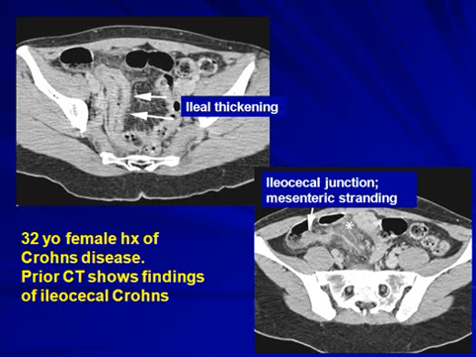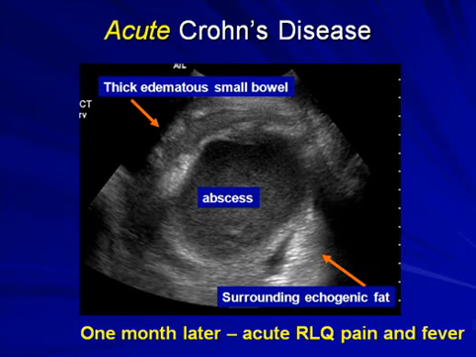Her prior CT showed findings of ileocecal Crohn's disease here with bowel wall thickening and stranding of the fat of the ileocolic mesentery. One month later, she presented again with acute right lower quadrant pain and fever, and on transvaginal sonography we see thick edematous small bowel draped over this abscess. Again, notice that the surrounding pelvic fat is echogenic.